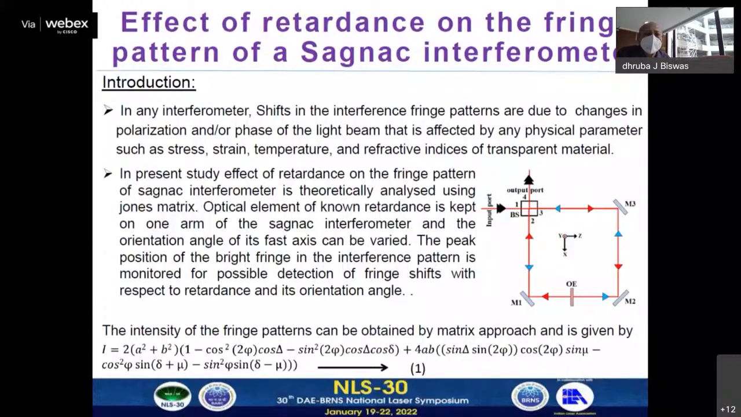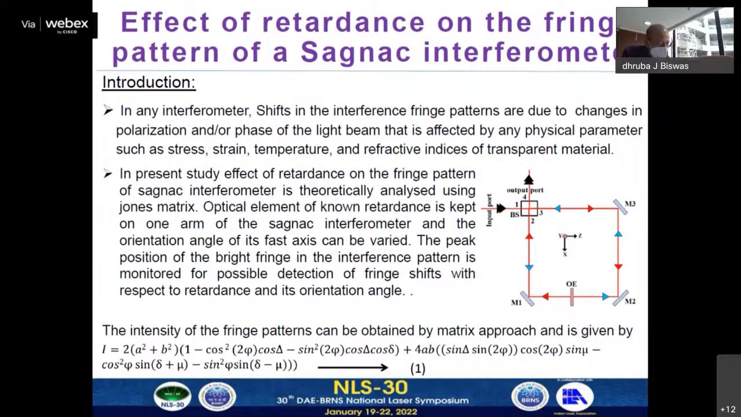Sir, thank you, sir. In any interferometer, shifts in the interference fringe pattern are due to changes in the polarization and phase of the light beam that is affected by any physical parameter, such as stress, strain, and temperature, and refractive index of the transverse material. In the present study, the effect of retardance on the fringe pattern of a Sagnac interferometer is theoretically analyzed using the Jones matrix.